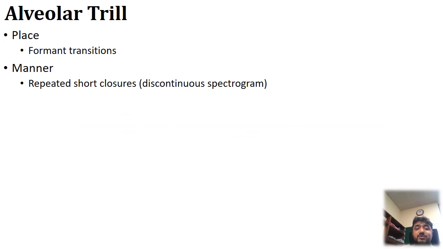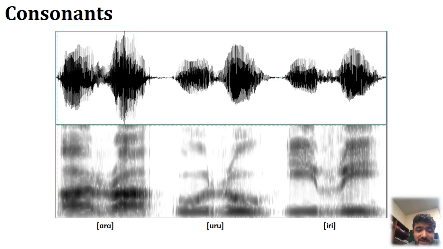And for the alveolar trills, the place would be indicated by formant transitions, and the manner would be indicated by repeated short closures, because for the trill it's like a rrr. So there's a discontinuous spectrum that you're going to see here. So this is your ara, uru, iri when done as a trill, and so you can see some of these discontinuities going on here. Again, not very visible to very untrained eyes, but eventually as you grow into looking at these spectrograms, you will very easily discern them. And we're going to also look at some sentences, so it's going to become clearer when we get there.